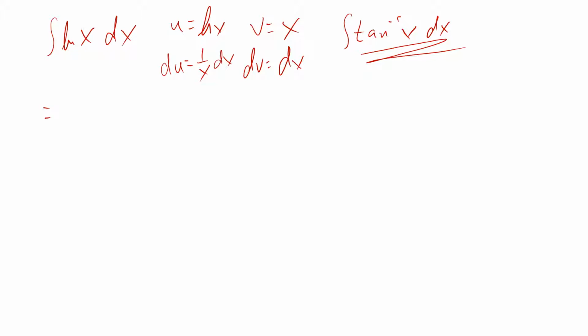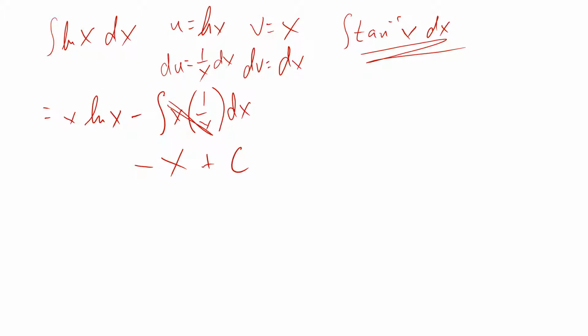So we can plug it into the equation. U times v, that'll be x ln x, minus the antiderivative of v times du, that's going to be x times 1 over x dx. These guys cancel to make 1. The antiderivative of 1 dx is just x. Let's see, so we have x ln x minus x plus c. That's the antiderivative of a natural log.